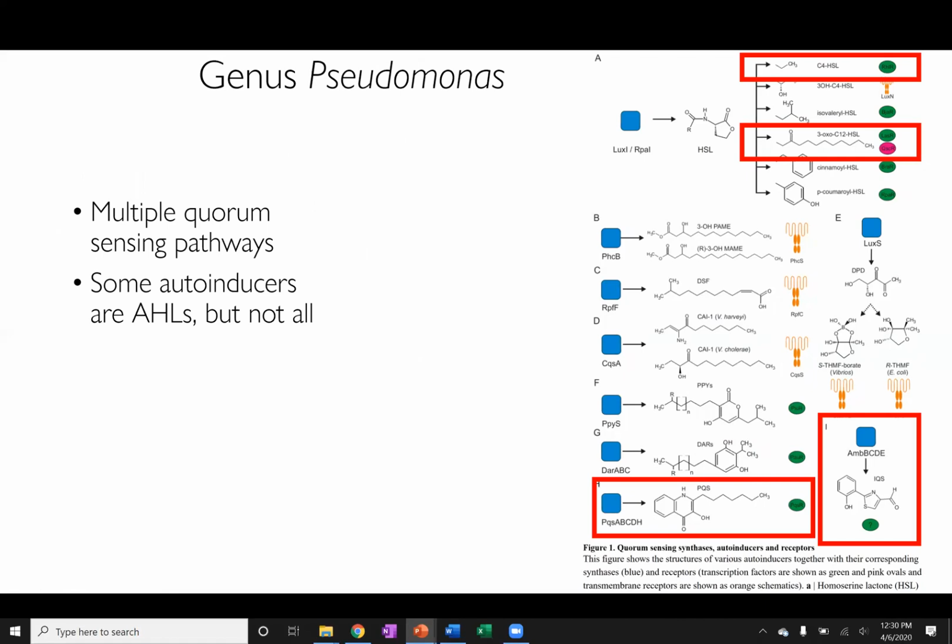And so just to highlight one clinically as well as environmentally very important organism is Pseudomonas. So we've worked with Pseudomonas in the lab a few times thus far. It is a gram-negative bacterium. It is important both clinically and, as you will see next week, very important environmentally, in particular in soils. But Pseudomonas as a genus has multiple quorum sensing pathways. The vast majority of their autoinducers are AHLs, but they are not all like that.